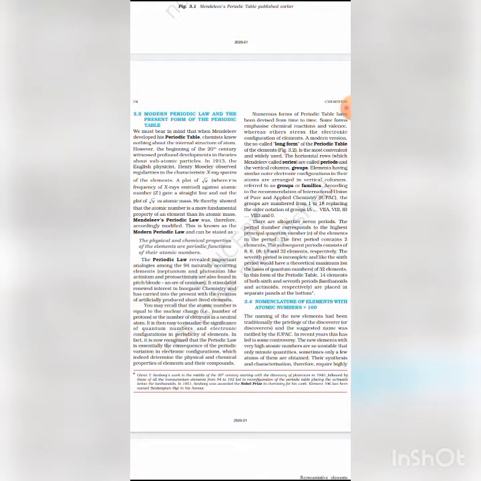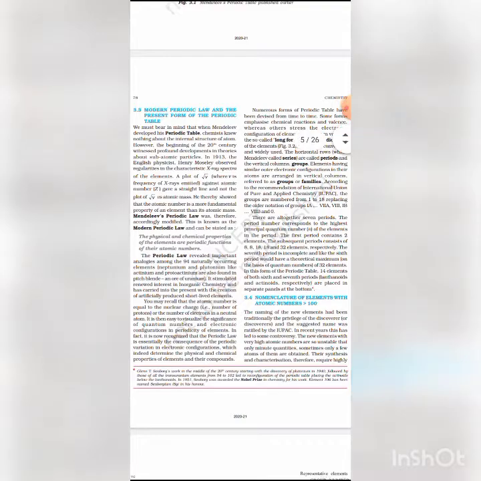The lanthanoids and actinoids have logically been placed at the bottom of the main body of the periodic table. Okay, and in the modern periodic table, the subgroups A, B of the Mendeleev's periodic table have been deleted and groups have been numbered from 1 to 18. Okay.